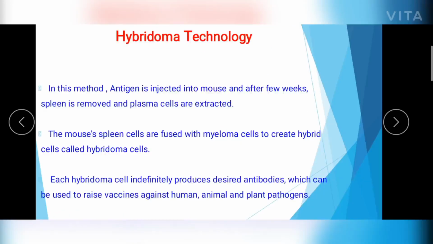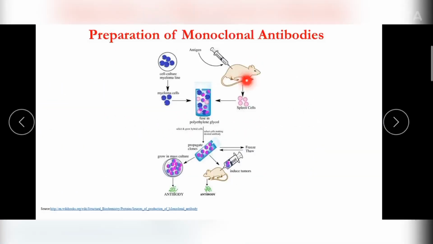Next, coming to the other application, hybridoma technology. In this method, antigen is injected into the mouse, and after a few weeks you remove the spleen and extract the plasma cells. These plasma cells are fused with myeloma cells, which are cancer cells. When these two cells are fused, you will get hybridoma cells.